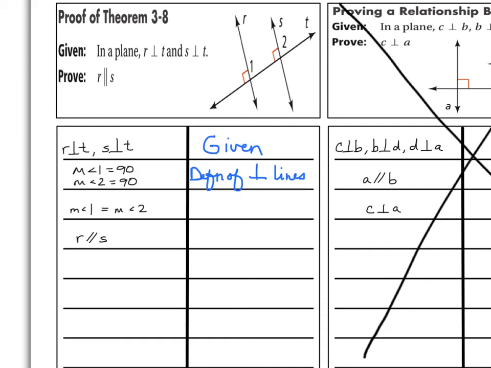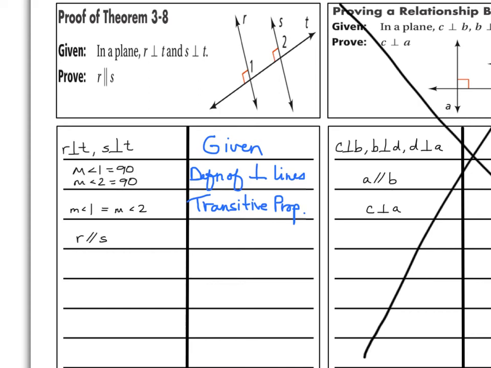Okay, now from step 2 to step 3. You'll notice here we say the measure of angle 1 is equal to 90, the measure of angle 2 is equal to 90. Well, if they're both equal to 90, then they're both equal to each other by what property? And this is the transitive property. Now, if I know that angle 1 and angle 2 are congruent or equal to each other, I can now say that R is parallel to S, because if you look in the picture, what type of angles are 1 and 2? If they're congruent, those are corresponding angles.